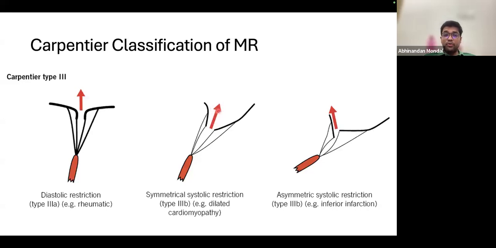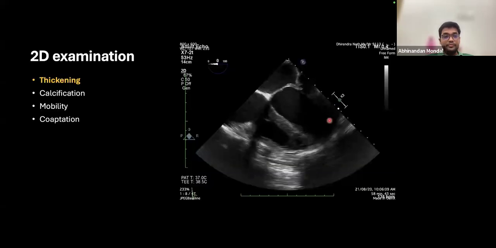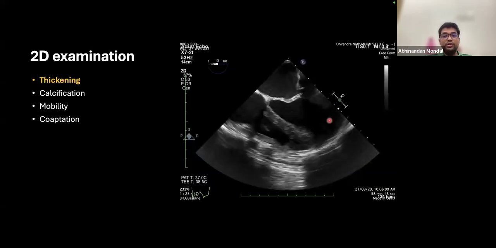So in a Carpentier type 2, the MR is directed towards your unaffected leaflets, and in type 3, it is more towards your affected leaflets. You can see there is an asymmetric systolic restriction in this image. You can see even better, there is an inferior infarction that has occurred. So this leaflet has become restricted, and the MR is directed towards your ipsilateral side. So this is your 2D examination.